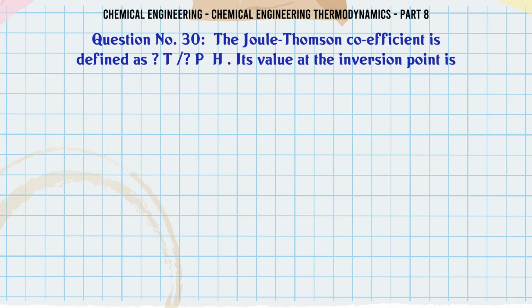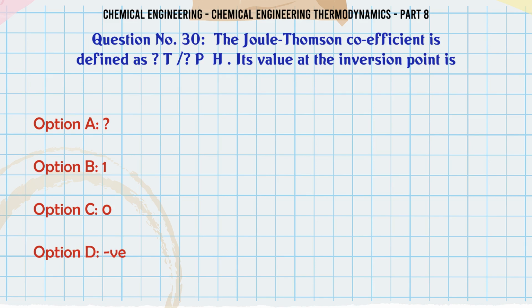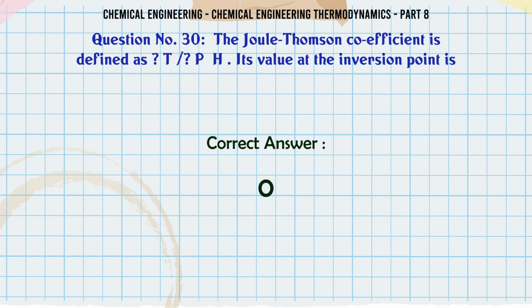The Joule Thomson coefficient is defined as (∂T/∂P)H. Its value at the inversion point is: A. ∞, B. 1, C. 0, D. dV. The correct answer is 0.